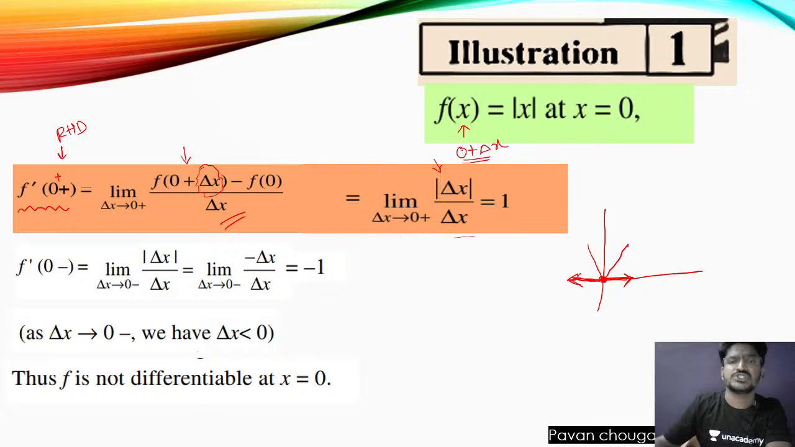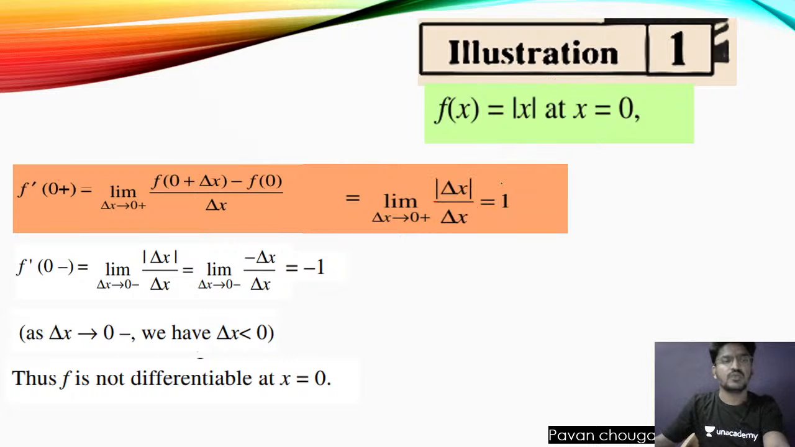See here, if I put 0 plus delta x in this x, what are you going to have? You are going to have delta x. That is what they have written here, clear? So mod of delta x divided by delta x. They will cancel delta x and delta x. So your answer is going to be 1, clear? So your RHD is 1.